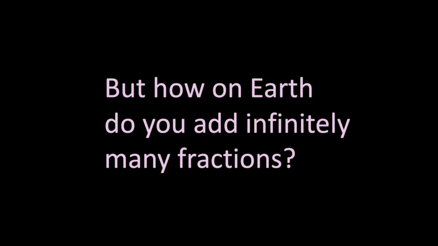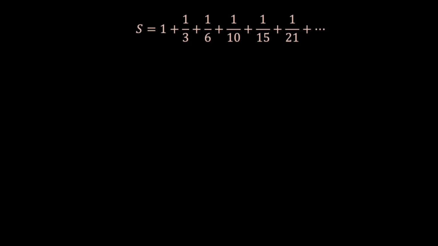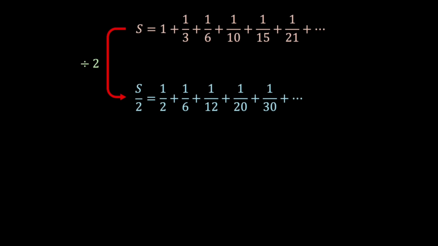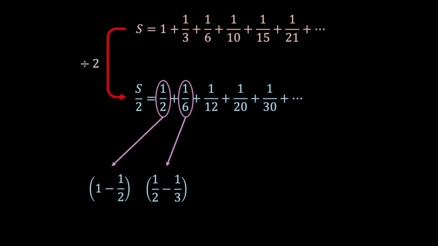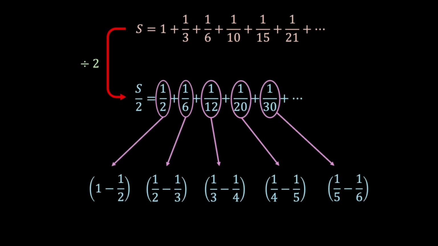He spotted something almost immediately. He began by writing out the first few terms of the sum, and then dividing every term in the sum by 2, and he ended up with the following expression. And he then noticed something rather remarkable. He realised that each of these terms could be rewritten using a clever trick. The first term, 1/2, could be written as 1 minus a half. The next term, a sixth, could be written as a half minus a third. The next as a third minus a quarter, and then a quarter minus a fifth, and so on.